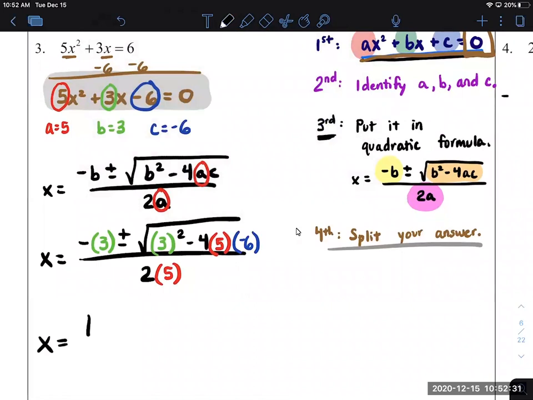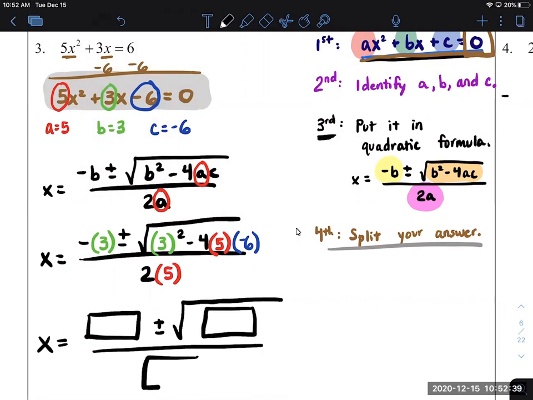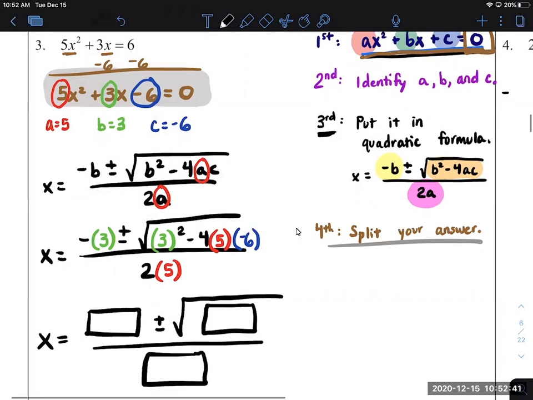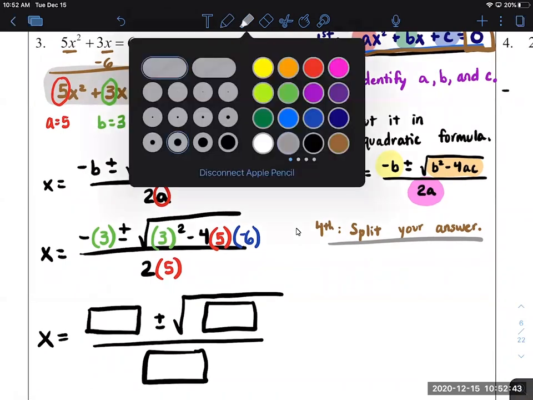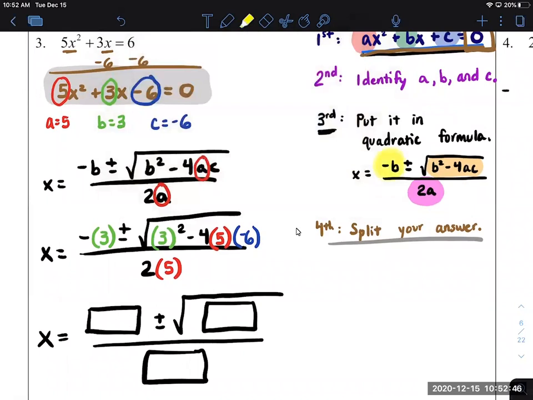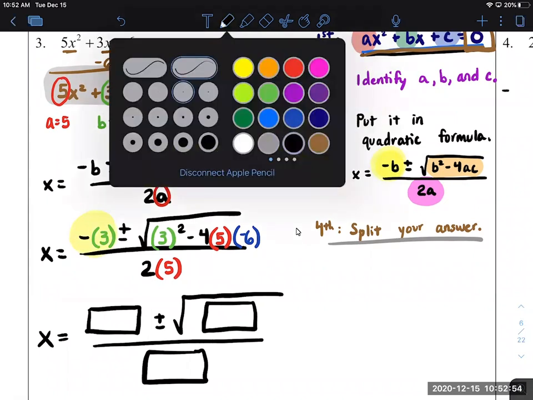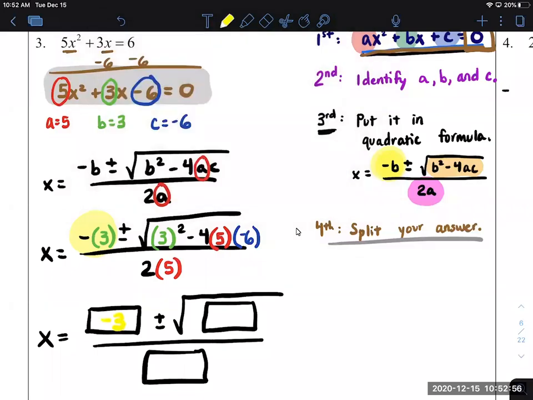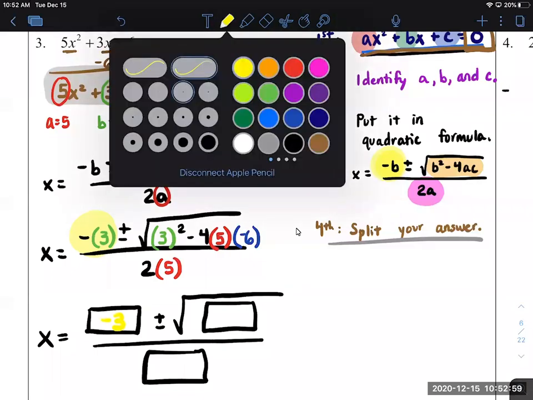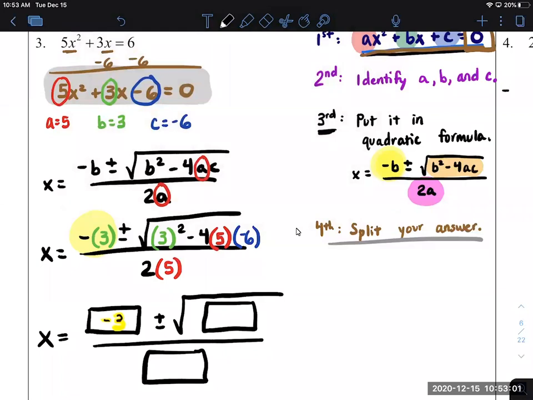Let's do the setup that you would probably see on the quiz, which is a box plus or minus the square root of another box divided by a box. So what goes in each of those boxes? In order to do that, you have to simplify. Remember, negative b, so that's the part in front of the plus or minus. In this case, I have negative 3. So I'd put that out in front here. That's a -3. You can't see it. There it is.